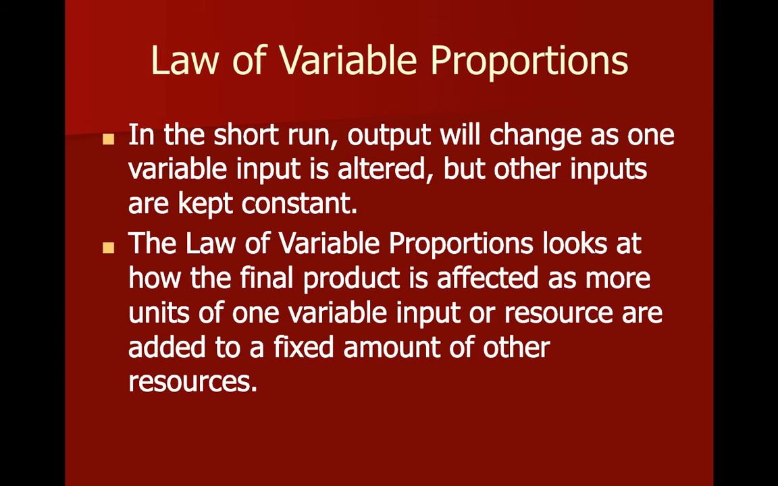The law of variable proportions definition is this: in the short run, output will change as one variable input is altered, but other inputs are kept constant. So if we go back to the ice cream analogy, vanilla suddenly becomes more expensive. I'm going to switch from using vanilla to imitation vanilla extract. That might be cheaper, and that's going to have a small effect. Now, if I were to completely throw out all my ingredients and start all over again, that's going to be a different thing. So for the law of variable proportions, we're only talking about changing one of those inputs.